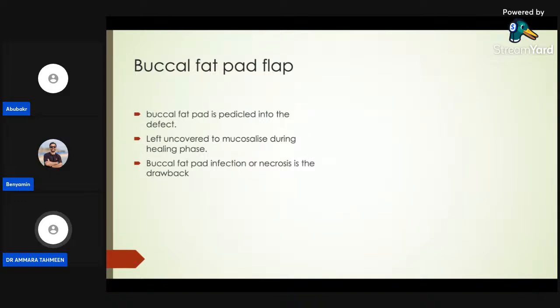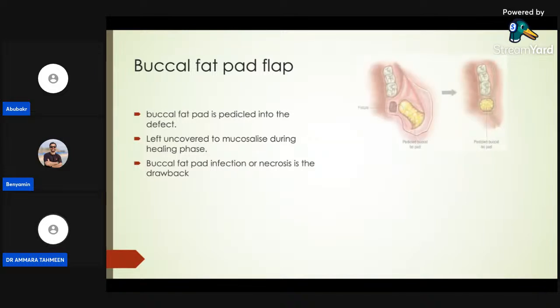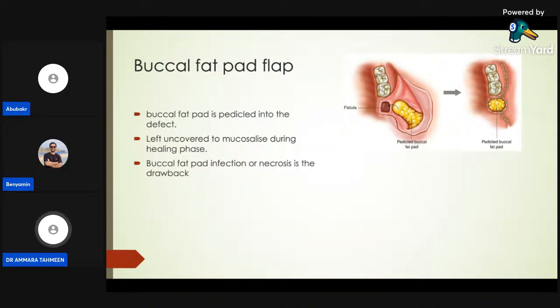The next one is the buccal fat pad flap, or Bichat's fat pad flap. After the buccal advancement flap, this is the most commonly carried out procedure for the closure of oroantral communication nowadays. In the buccal fat pad flap, if the defect is more than 5 mm, you first give a vertical releasing incision, as you have given in the buccal advancement flap.